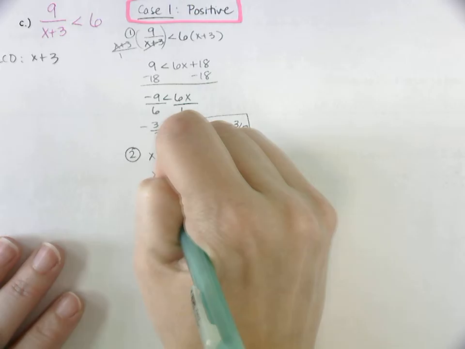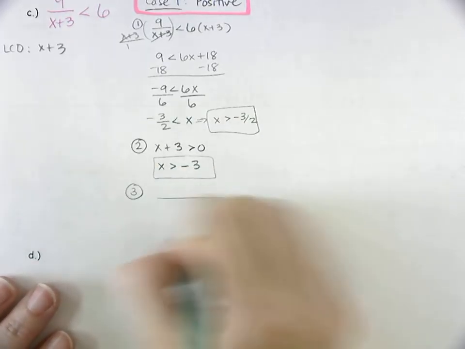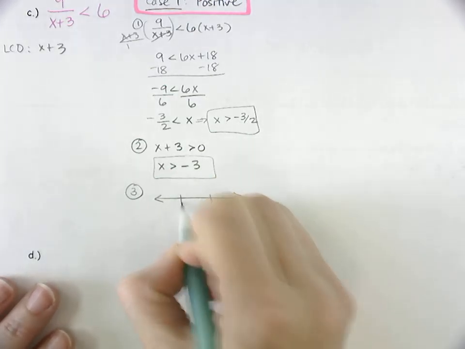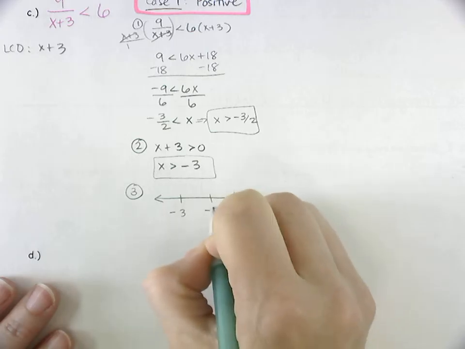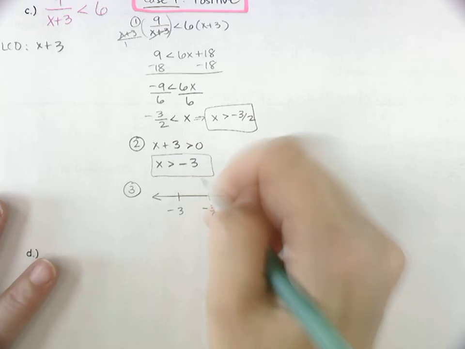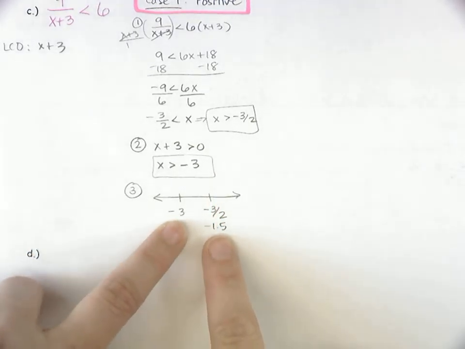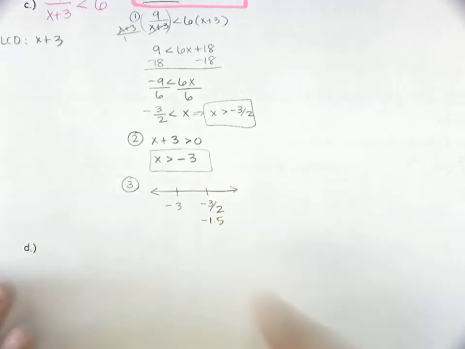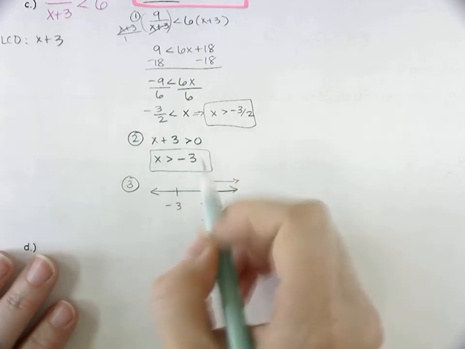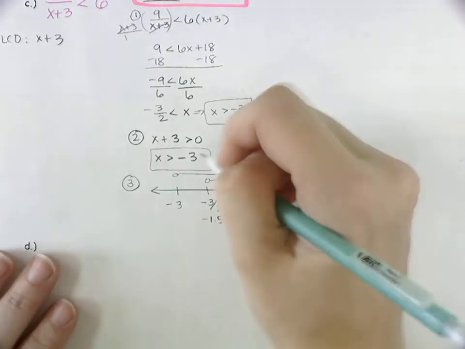For step 2, now we're going to set the LCD x plus 3 greater than 0 because it's positive. So x is greater than negative 3. Now we're going to graph this on the number line and find the overlap. Negative 3 over 2 is the same thing as what? Negative 1.5, right? So on your number line, negative 1.5 is going to be second because that's actually a larger number. So I have x is greater than negative 1.5 and x is greater than negative 3. What I'm going to do is find their overlap.